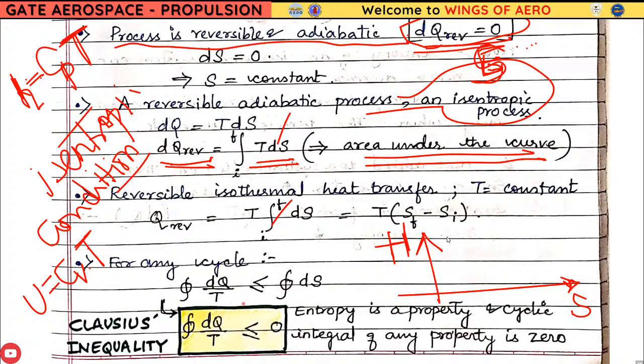Now, the main important thing is the Clausius inequality. What it says is that the closed integral of dQ by T should be less than or equal to 0. Now again, the cyclic integral of any property has to be 0. This is another important point.